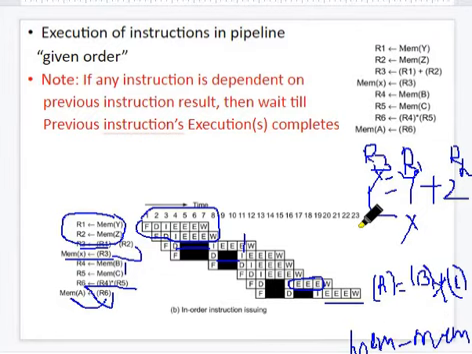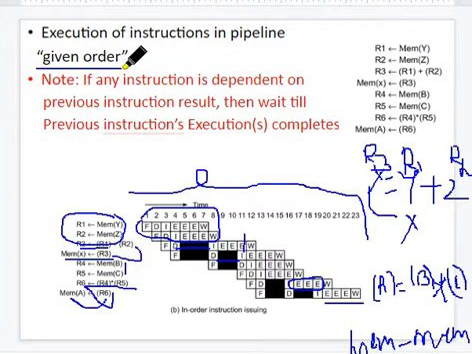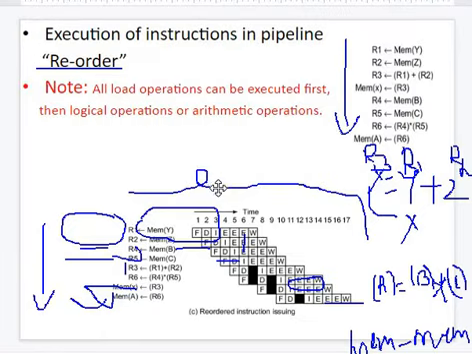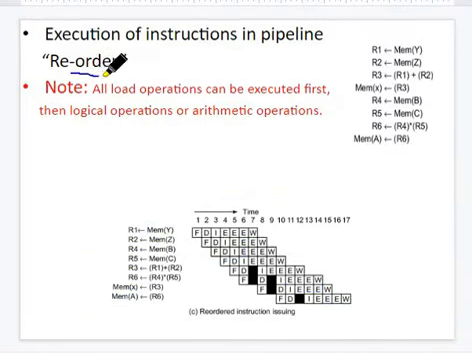Okay, now all these instructions took a total of 23 CPU cycles. Please make a note, this is in the given order. The program is given like this, and we also executed it in the given order of the program. Now the next concept is reordering.